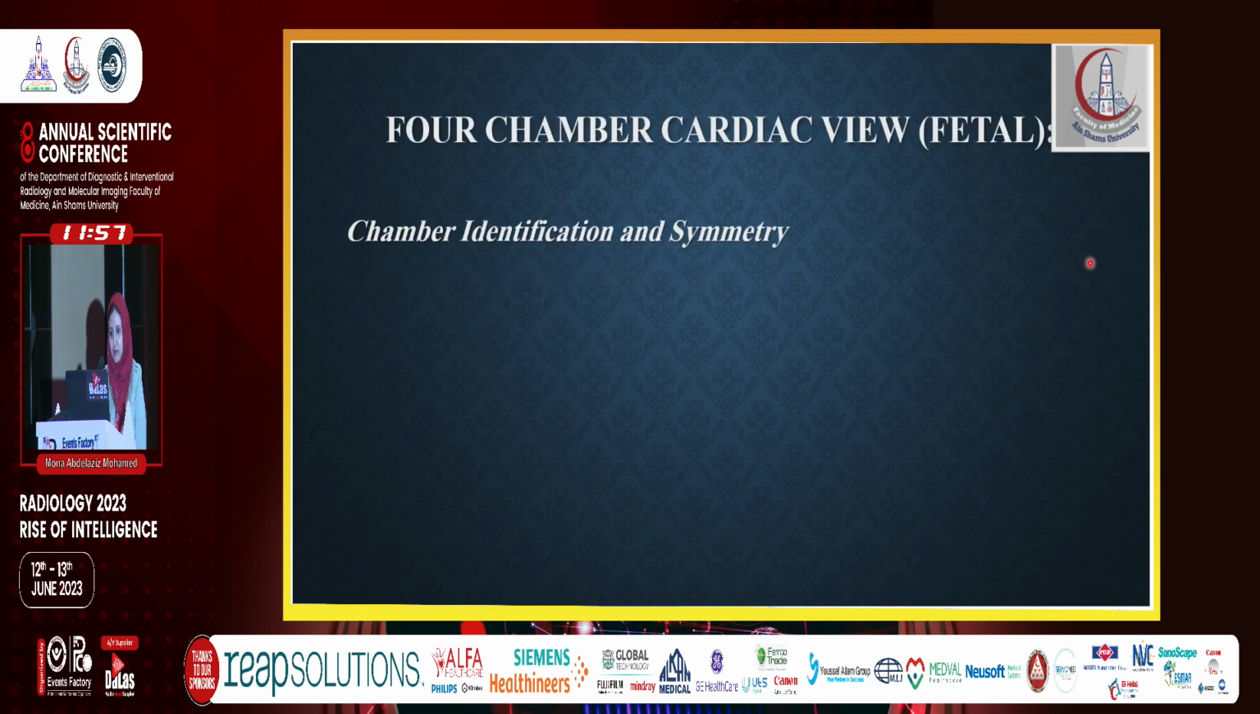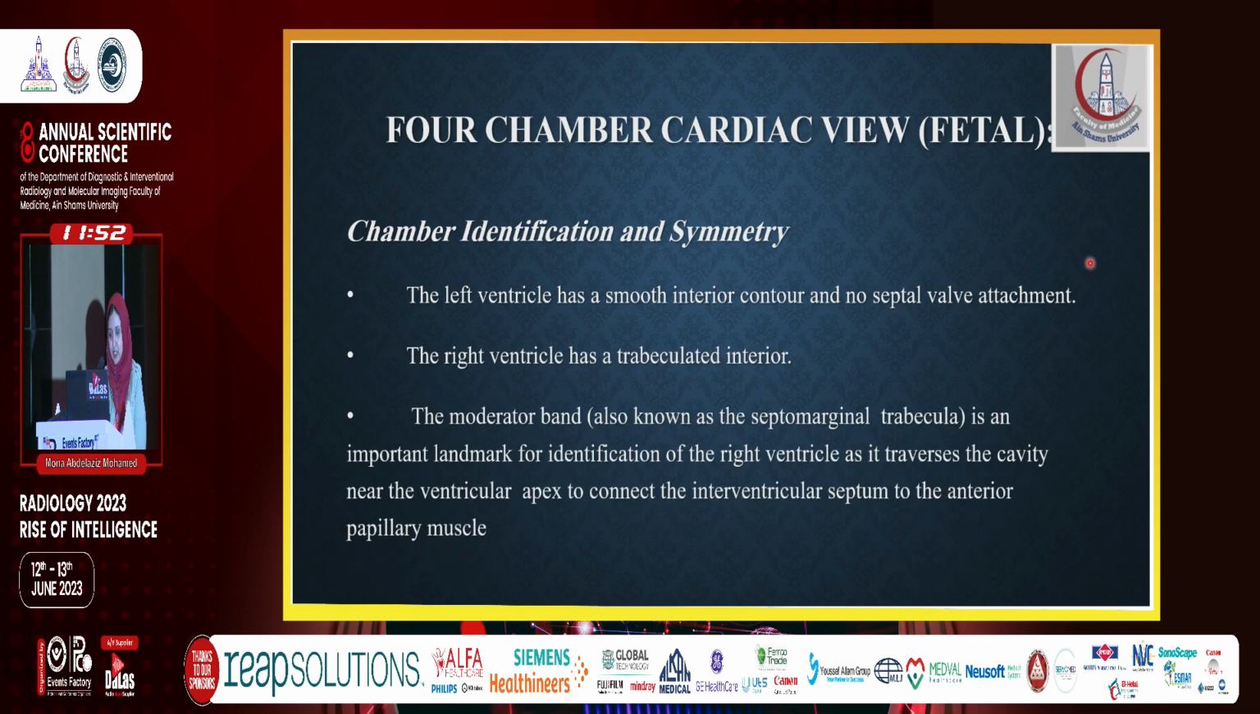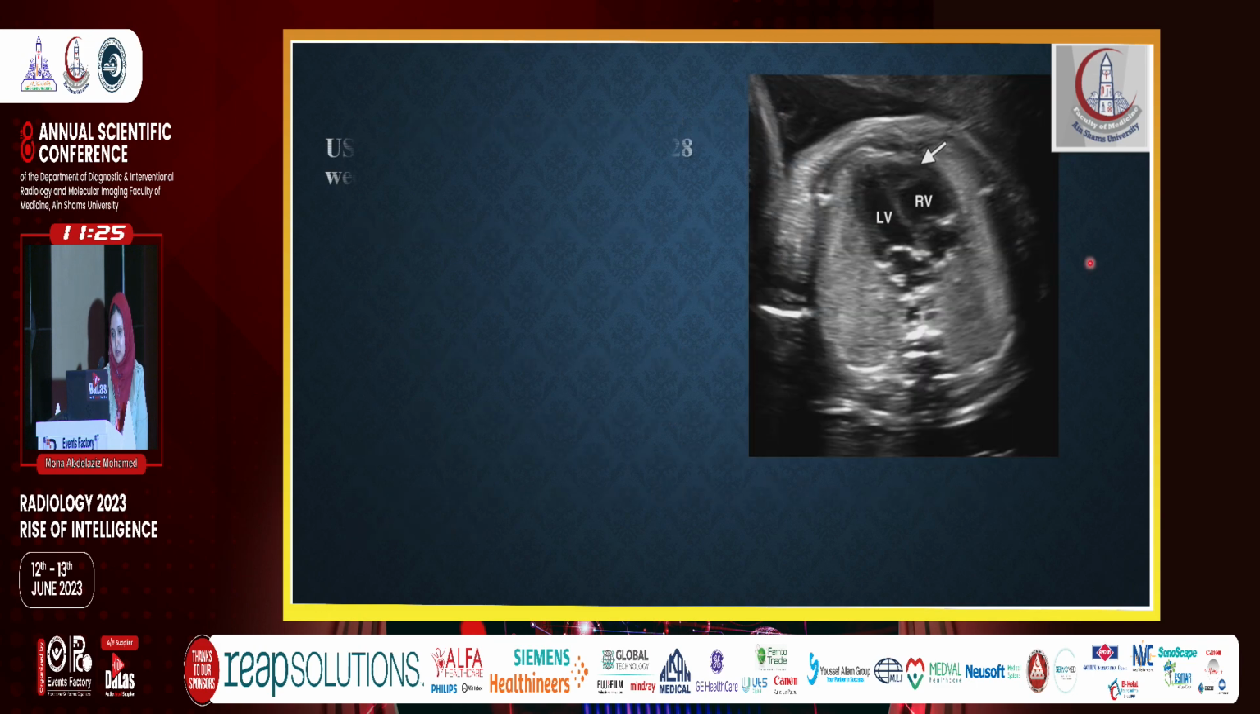First, we'll talk about the four-chamber view. The four-chamber view is used to identify the ventricles, the atria, the atrioventricular septa, and the AV valve offsets. First, we can identify the ventricles by their interior contour. The left ventricle is usually smooth in contour and has no septal valve attachment, while the right ventricle has a trabeculated contour and has a specific landmark, which is the moderator band. We'll see it in this slide.